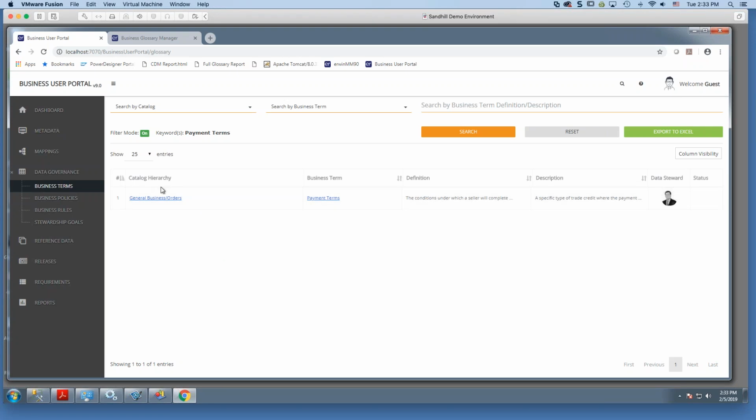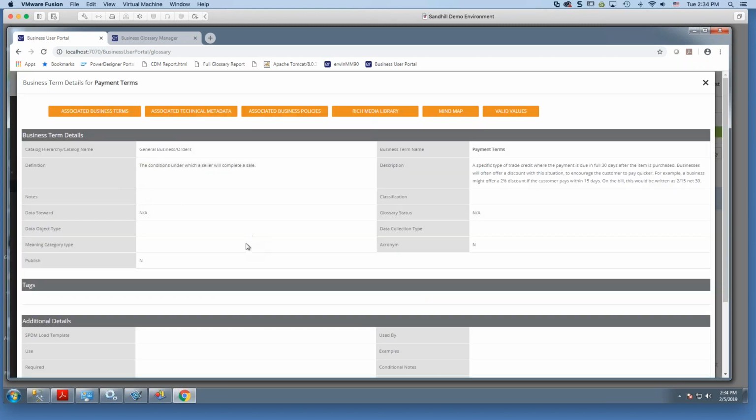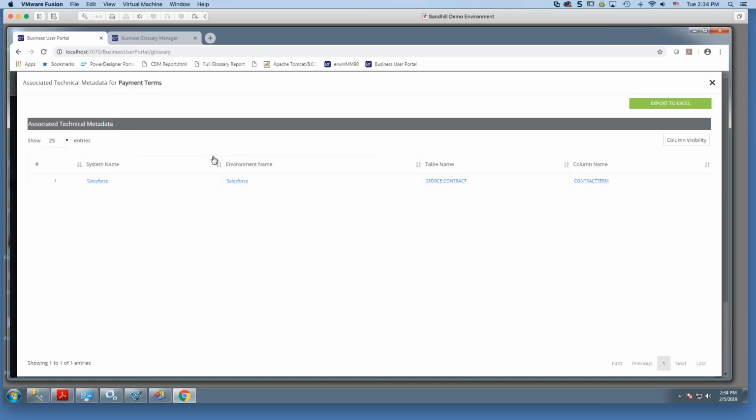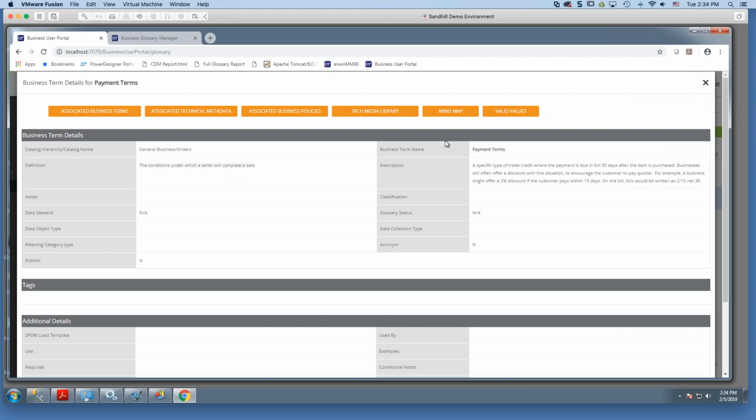So the same information is here, catalog hierarchy. I've got my business terms. I can export this to Excel. I get to set what kind of columns I'm interested in based on what my role is. Details about the payment terms. It's just presenting it to you in a different user interface. You can even do tags. Associated technical metadata will show up here. And all the other associations are here.